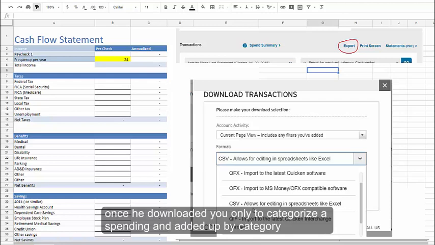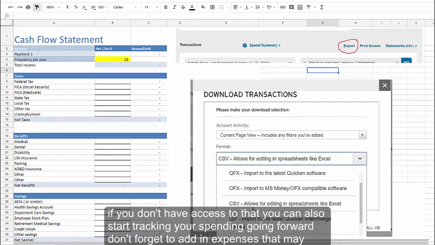Once you download it, you'll need to categorize the spending and add it up by category. If you don't have access to that, you can also start tracking your spending going forward. Don't forget to add in expenses that may happen infrequently, such as an insurance bill or other annual bills.